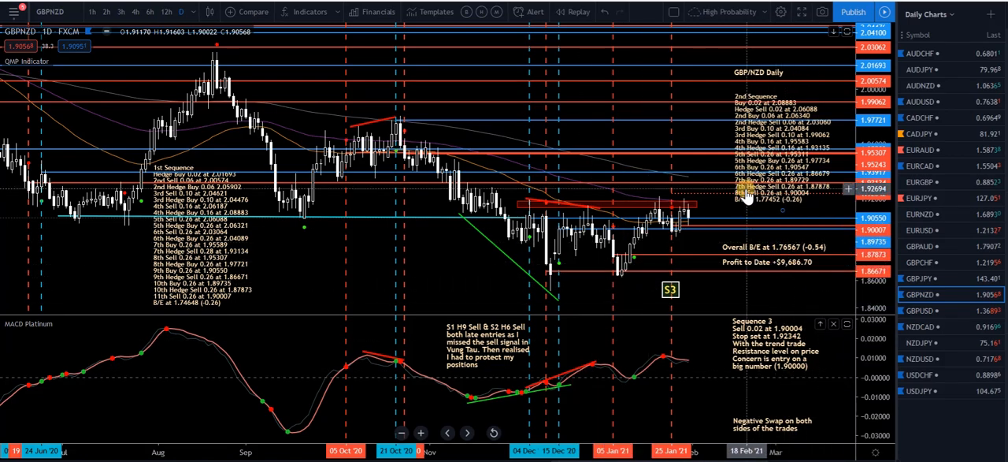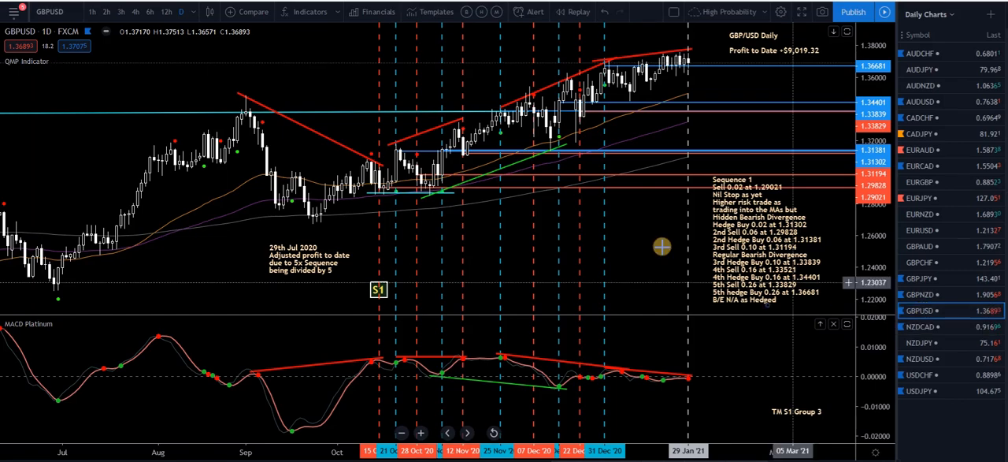Eventually I might look at it. I've been at overall break even a couple of times. I just didn't close out because of the swap. If I took, say, a $2,000, $3,000 hit, it still leaves me with $6,000 profit, which is not bad. So in the meantime, I'm just trying to work my way out of them.